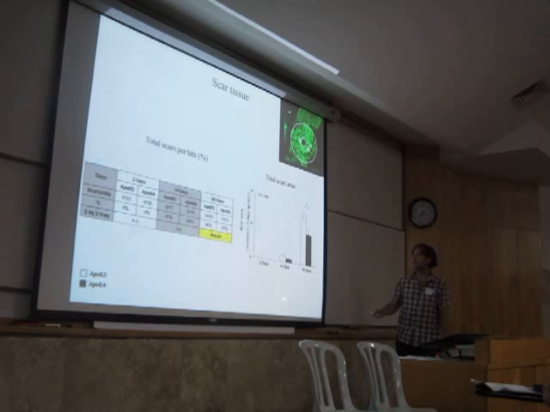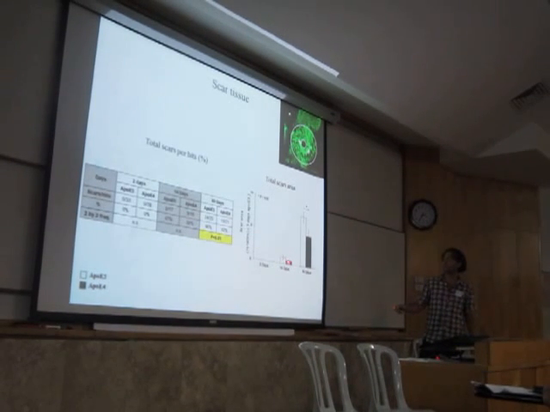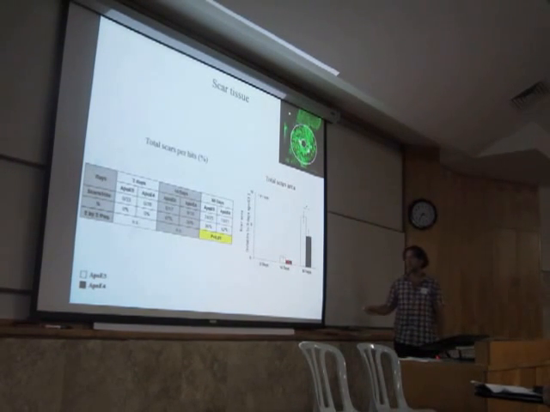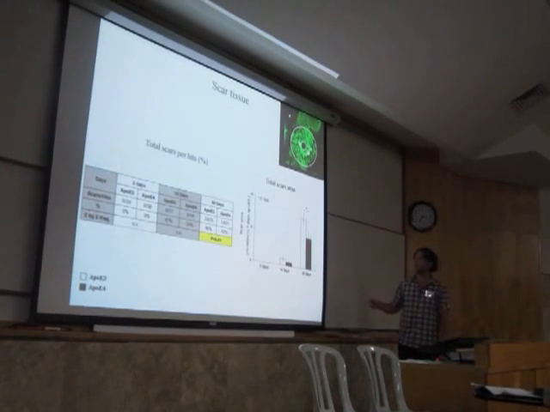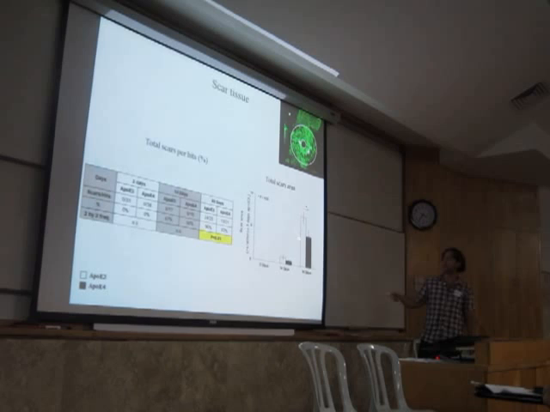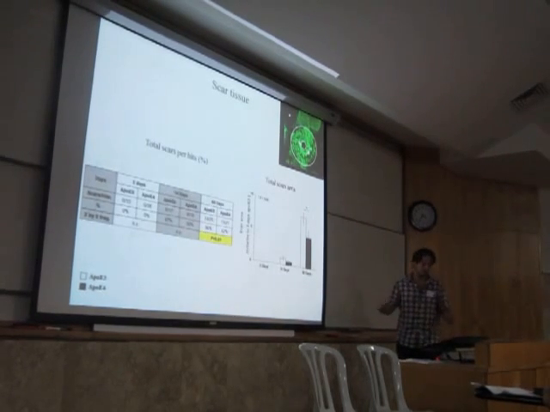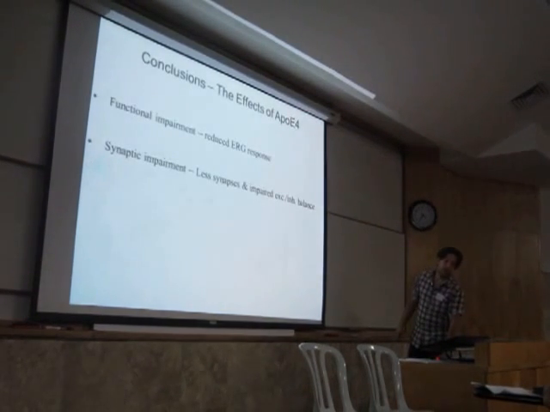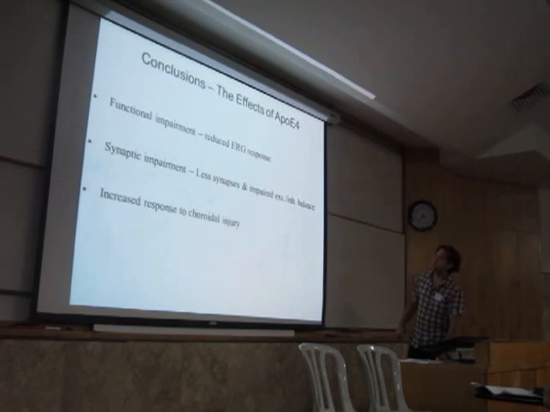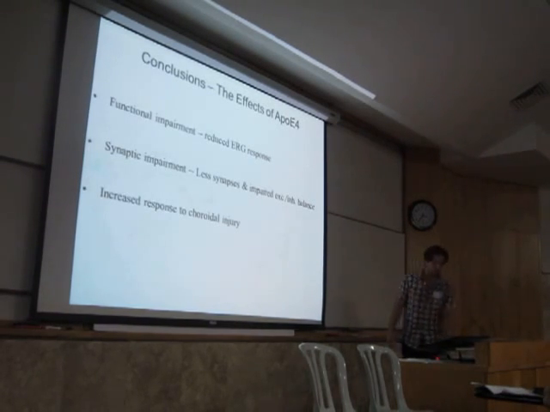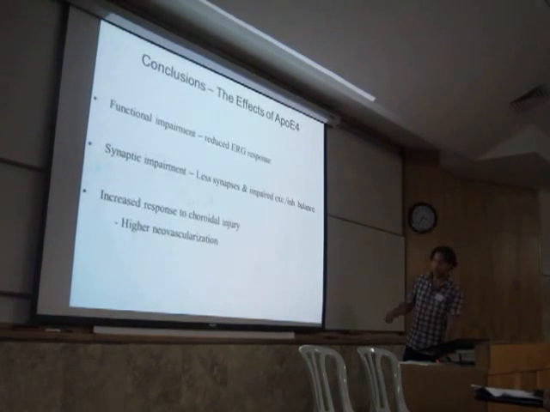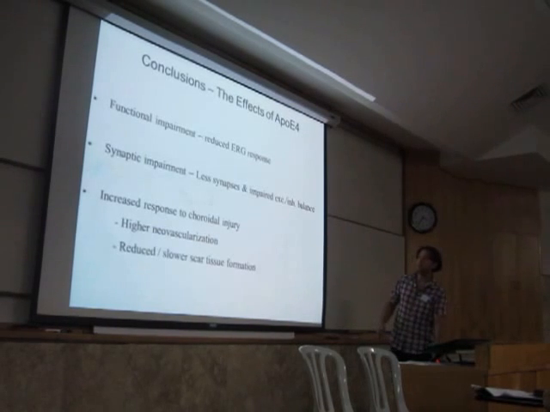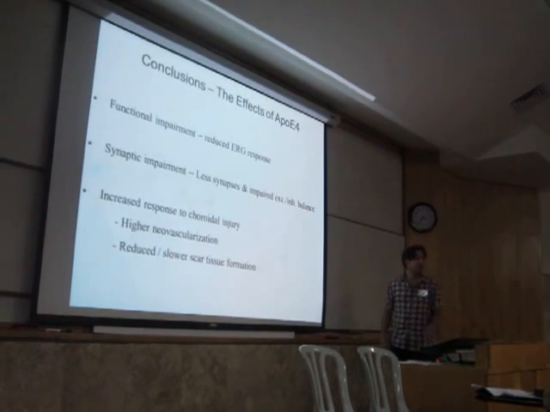When we measured the area, already at 14 days, we saw that the area of the scar is lower in ApoE4 and significantly lower in ApoE4 at 60 days, with higher area overall, of course, because the scar is getting bigger and bigger. So our conclusion for this is that ApoE4 increases the response to choroidal injury, and we can see that by it inducing higher neovascularization and reduced or slower scar tissue formation.